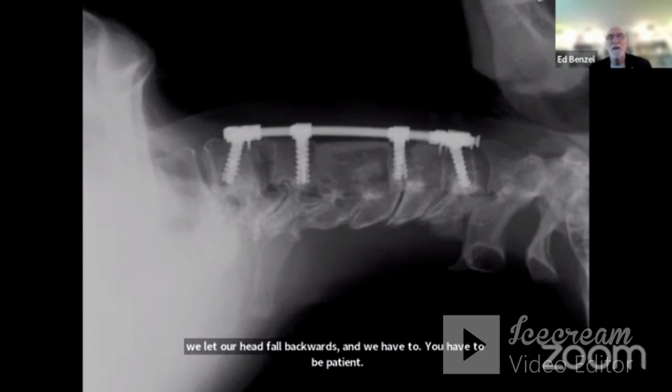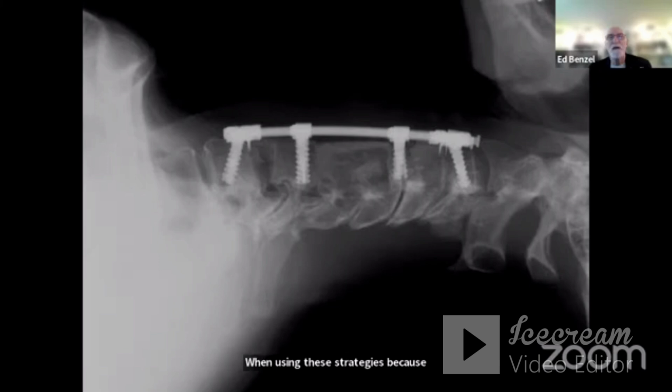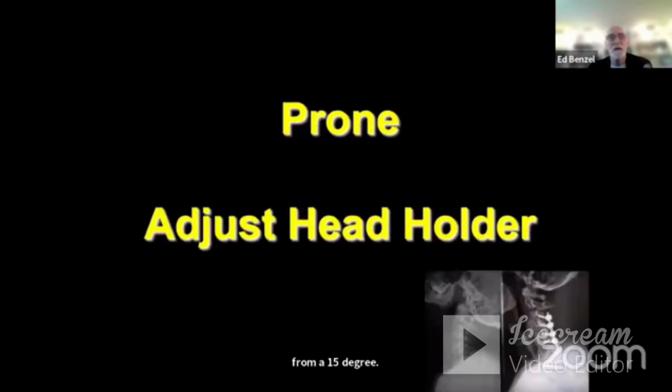So we let her head fall backwards, and you have to be patient when using these strategies because it takes time for the ligamentous structures to relax and stretch. And basically, we got her to a 5-degree lordosis, converting her from a 15-degree kyphosis. It's all about leverage.